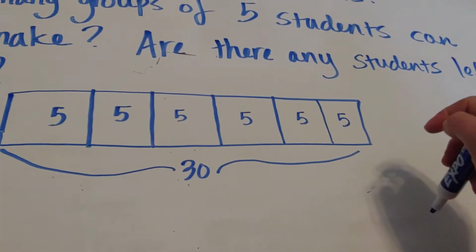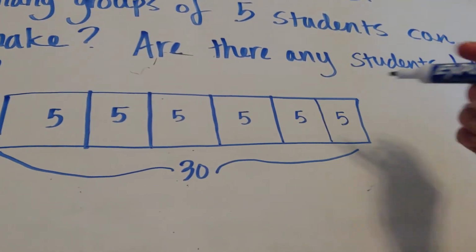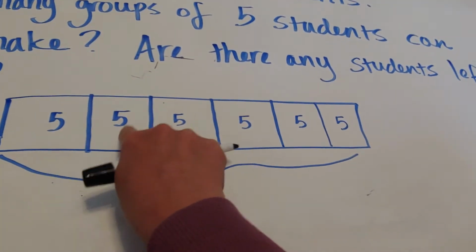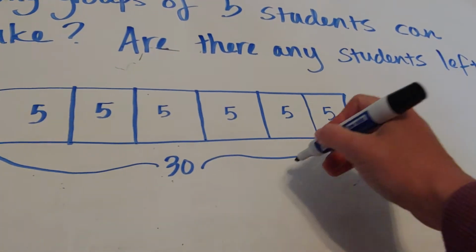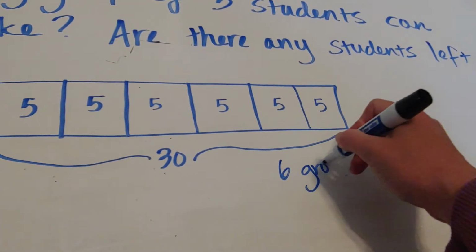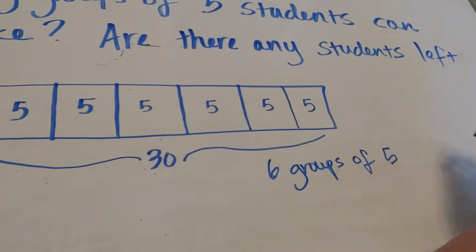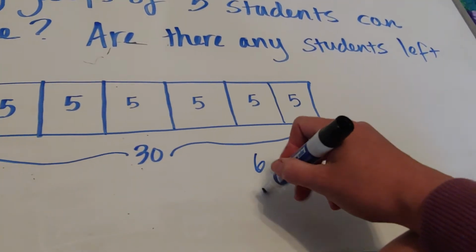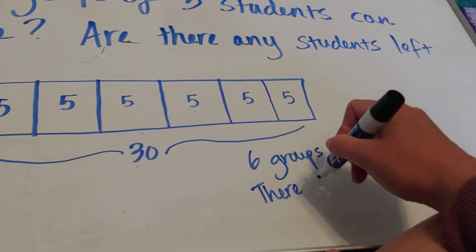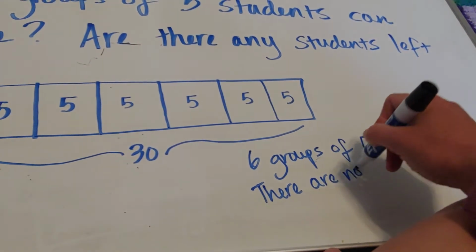Woohoo! So how many groups can Mr. Tomlin make? He's got 1, 2, 3, 4, 5, 6. 6 groups of 5. Are there any students left over? There are no students left over.